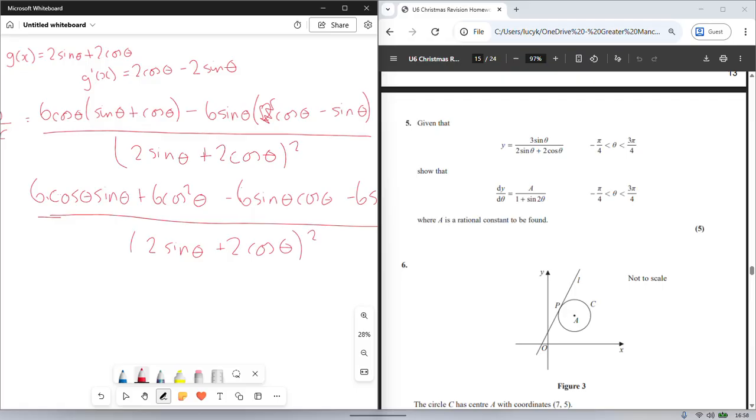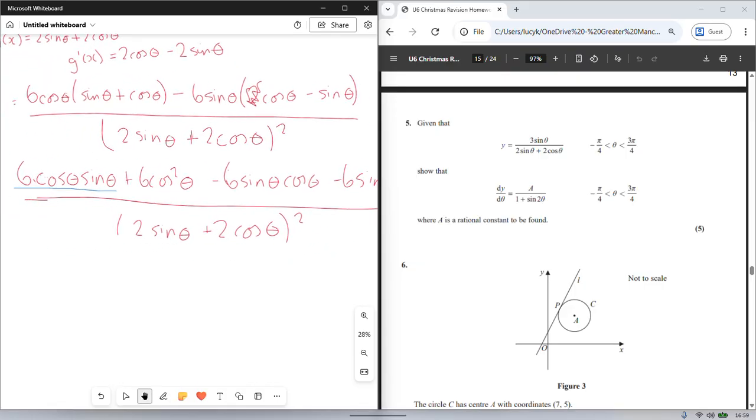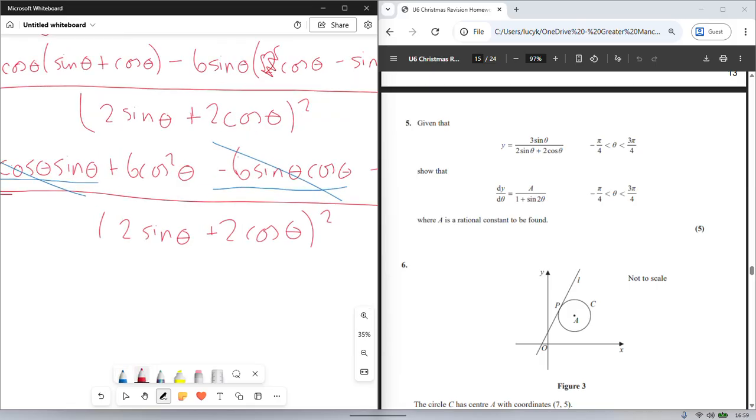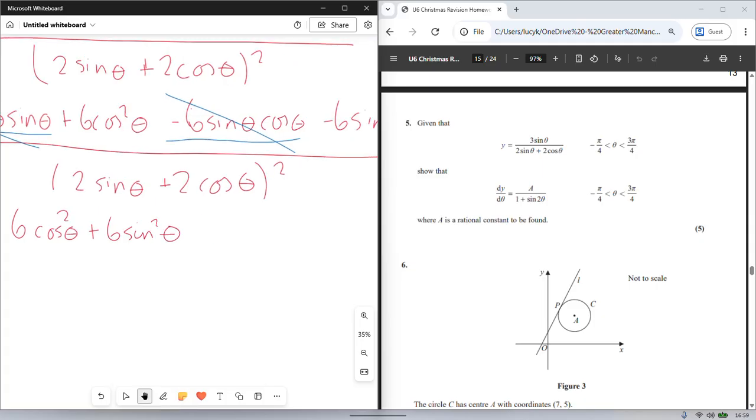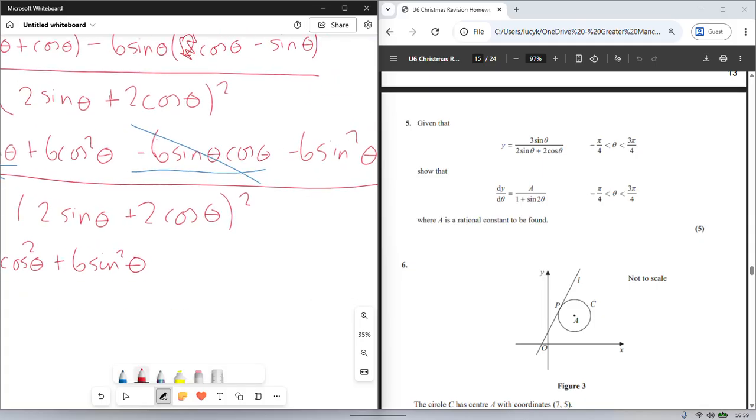So now let's have a look at what we've got here. I have a 6 cos theta sine theta, and I have a minus 6 cos theta sine theta. So those things are going to cancel out. That will leave me with 6 cos squared theta plus 6 sine squared theta. Is it plus, isn't it? Why have I put minus? Oh, minus would become a plus.